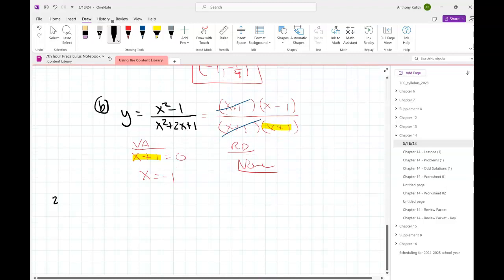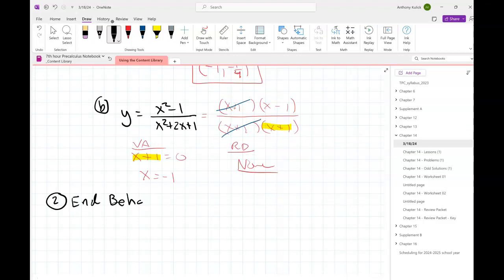All right. The next key feature we're going to look at are the end behavior asymptotes. And there's 3 cases here. All 3 cases for these end behavior asymptotes are going to be dictated by the degree of the numerator and the degree of the denominator.